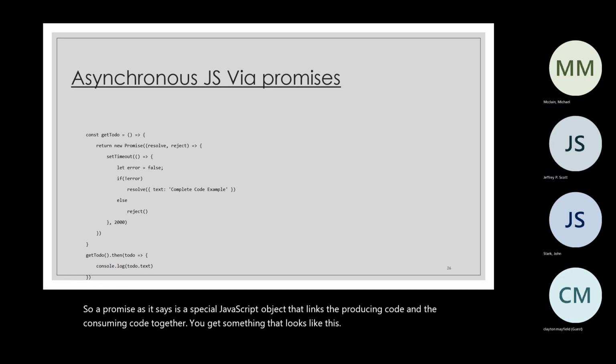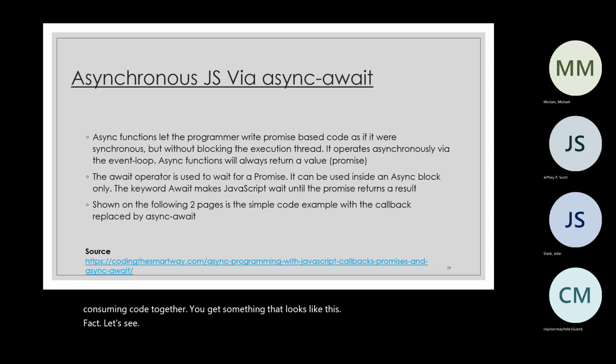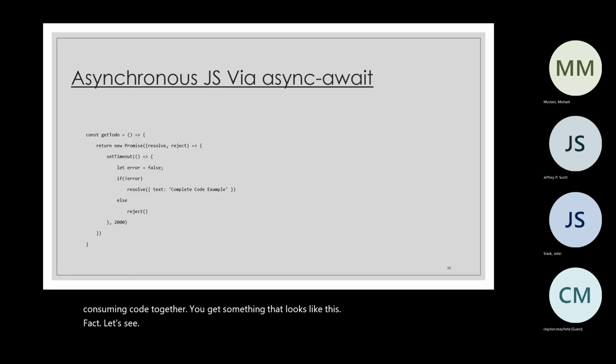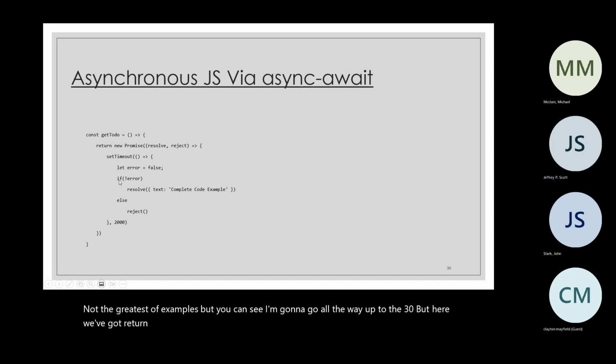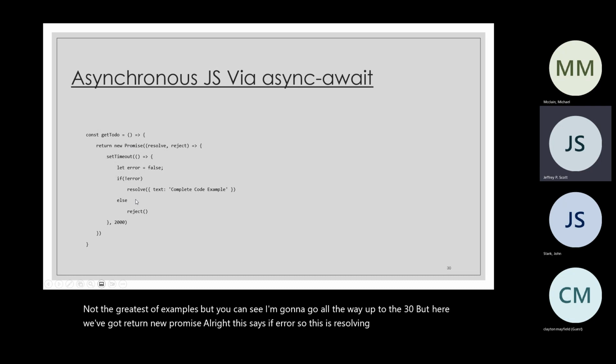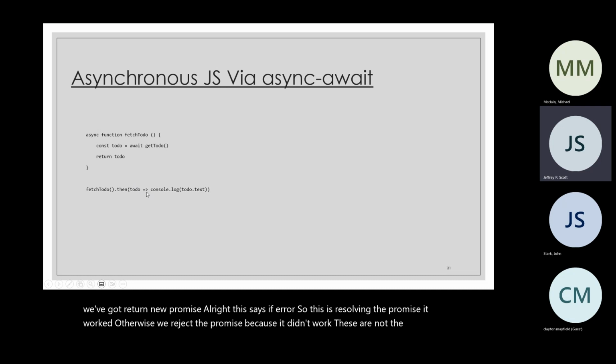All right. In fact, let's see. Not the greatest of examples, but you can see I'm going to go all the way up to the 30. But here we've got return new promise. All right, this says if error, so this is resolving the promise. It worked. Otherwise, we reject the promise because it didn't work. These are not the greatest examples, but they are examples.